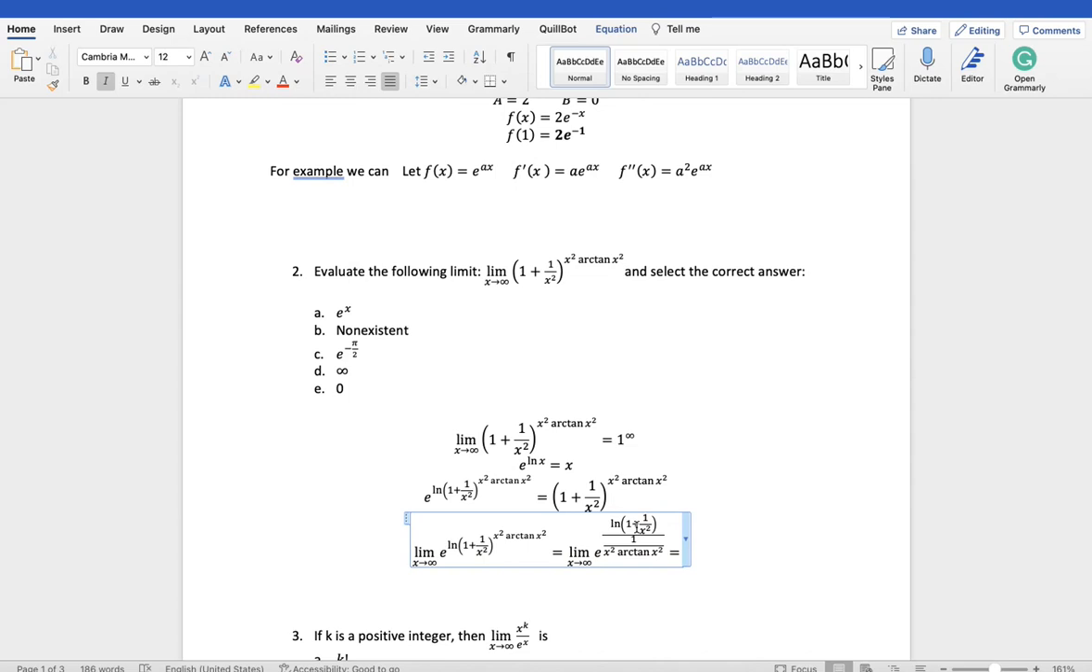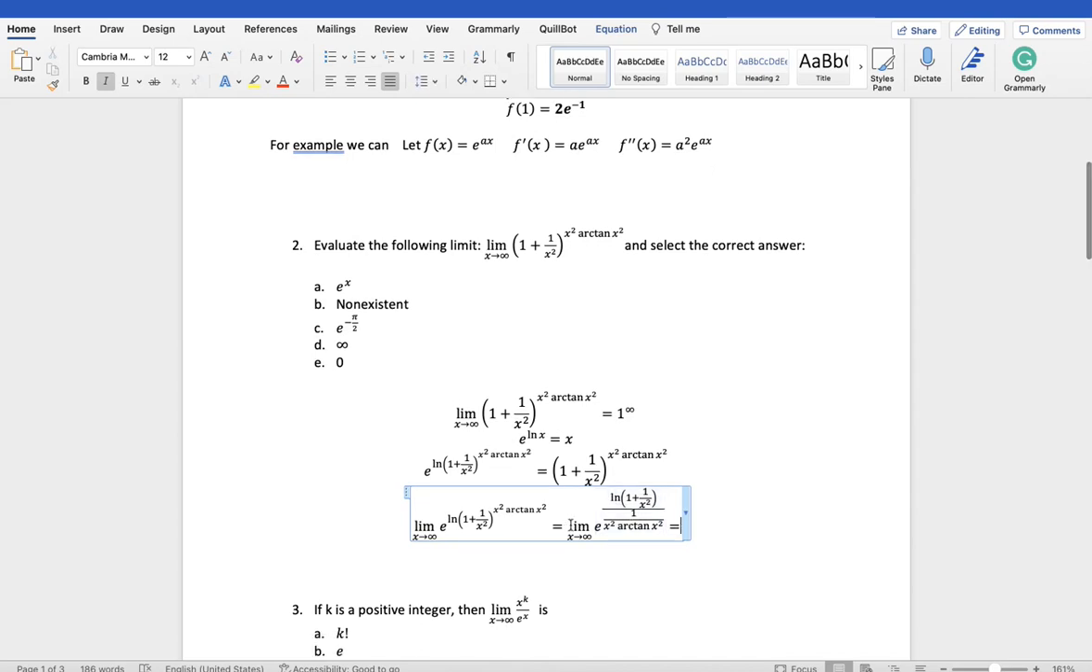Just give me a minute. So you would get ln of 1 plus 1 over infinity as x tends to infinity. As x tends to infinity, this ln in the numerator would be equal to 0. And as x tends to infinity, the denominator, 1 over x squared times arctan of x, would be equal to 0 as well. So you would get 0 over 0, which is a case where you can apply L'Hopital's rule.